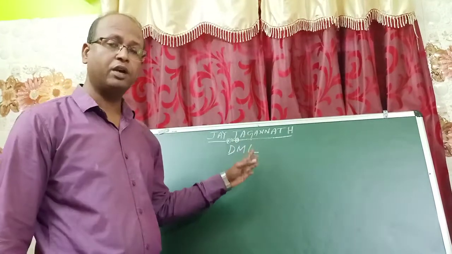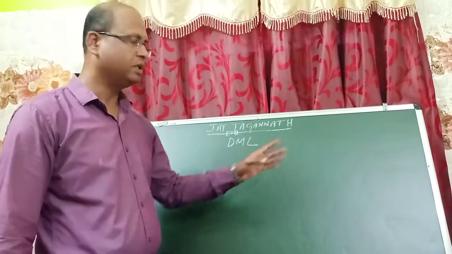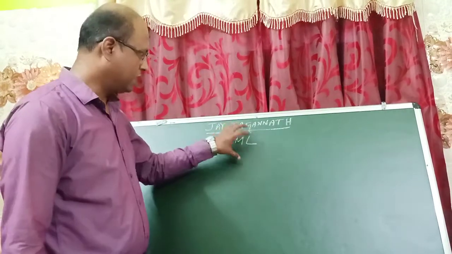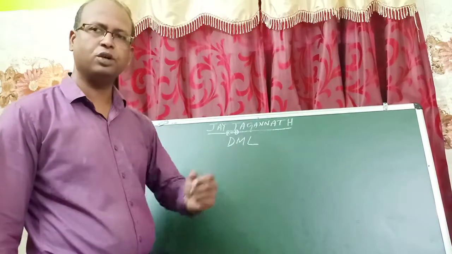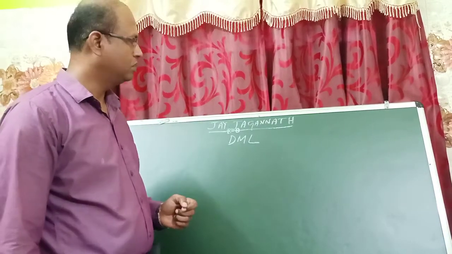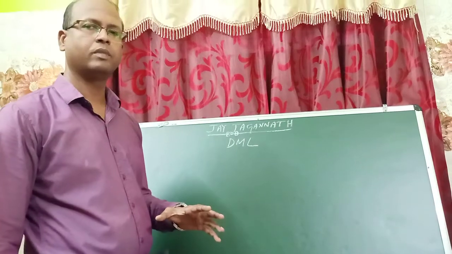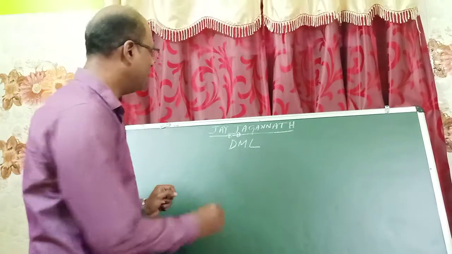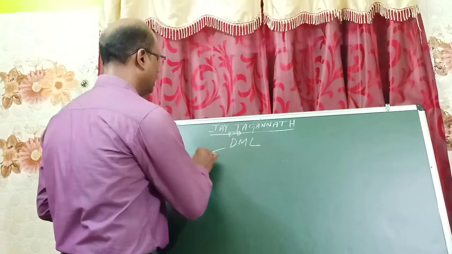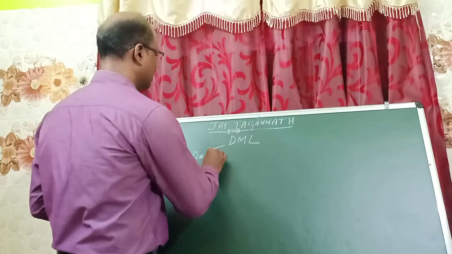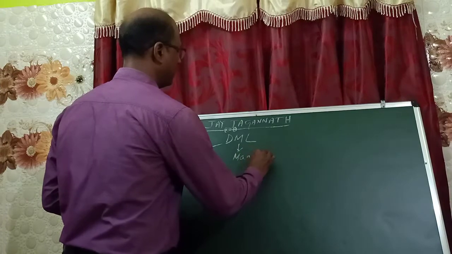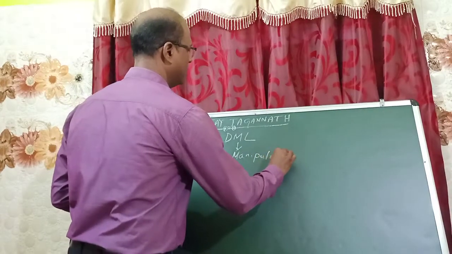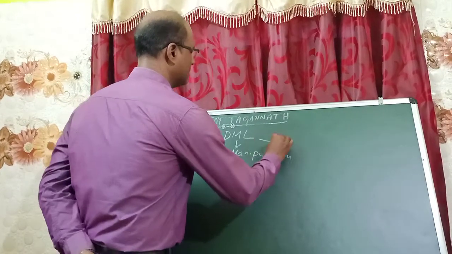In SQL language, I already told you that one is DTL, another is DML, another is TCL and DCL also. Today our topic is DML. DML stands for Data Manipulation Language.